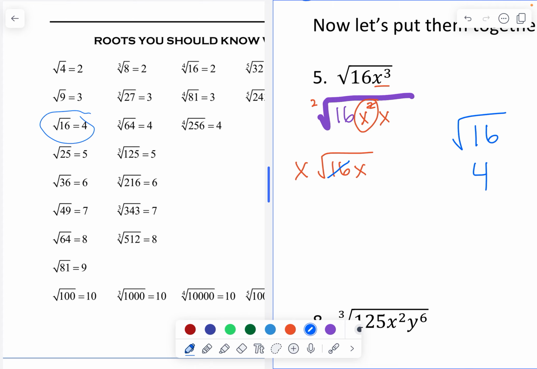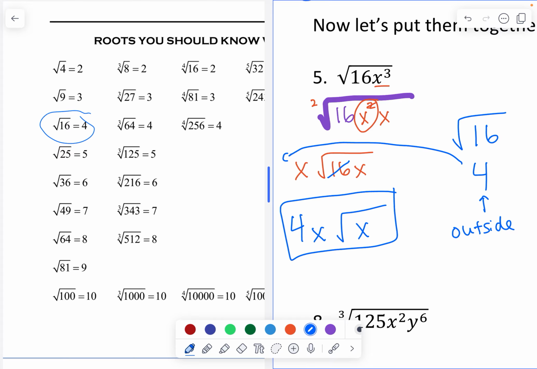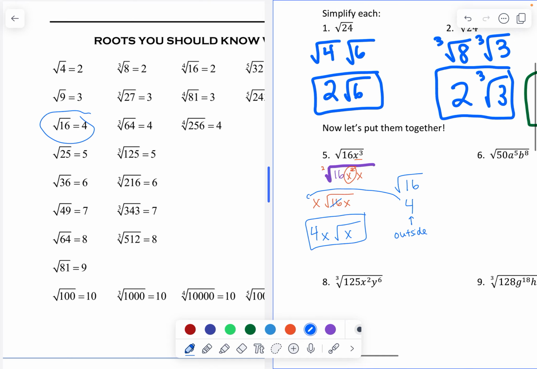Your answer to that is 4, but you have to think, does that 4 go outside the root or does it go inside? So this goes outside because there is no root on the 4 anymore. It would go inside if it looked like that, but it doesn't look like that. So the 4 is going to go out front. So this would be 4x. And then the square root of, I got rid of the 16, so the x stays inside. It's a little weird. I'm going to do another one.